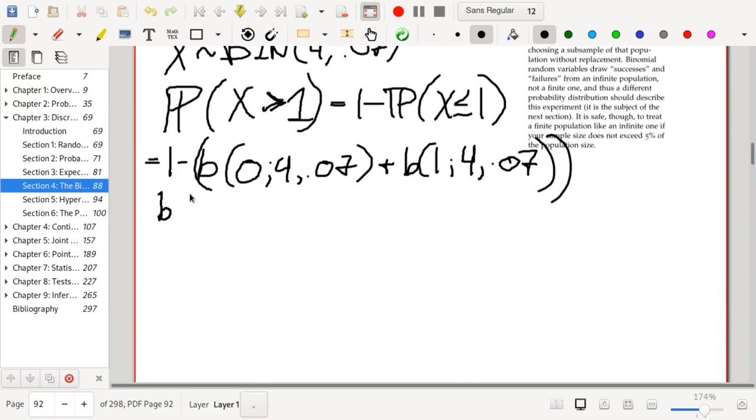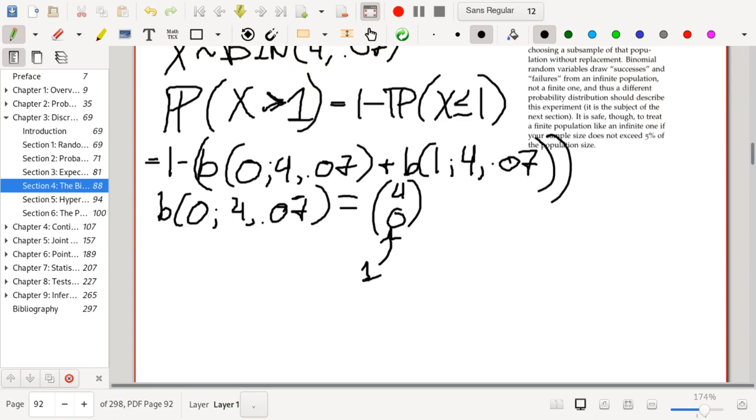Okay, so the probability mass function at 0 is going to be, we've got 4 choose 0, and 4 choose 0 is 1. There's only one way to choose none of the four things in your little group, and that's to choose all the other ones. There's only one way to do it. So 4 choose 0 is one. Next up, we've got 0.07 to the 0th power, and 0.93 to the 4th power.